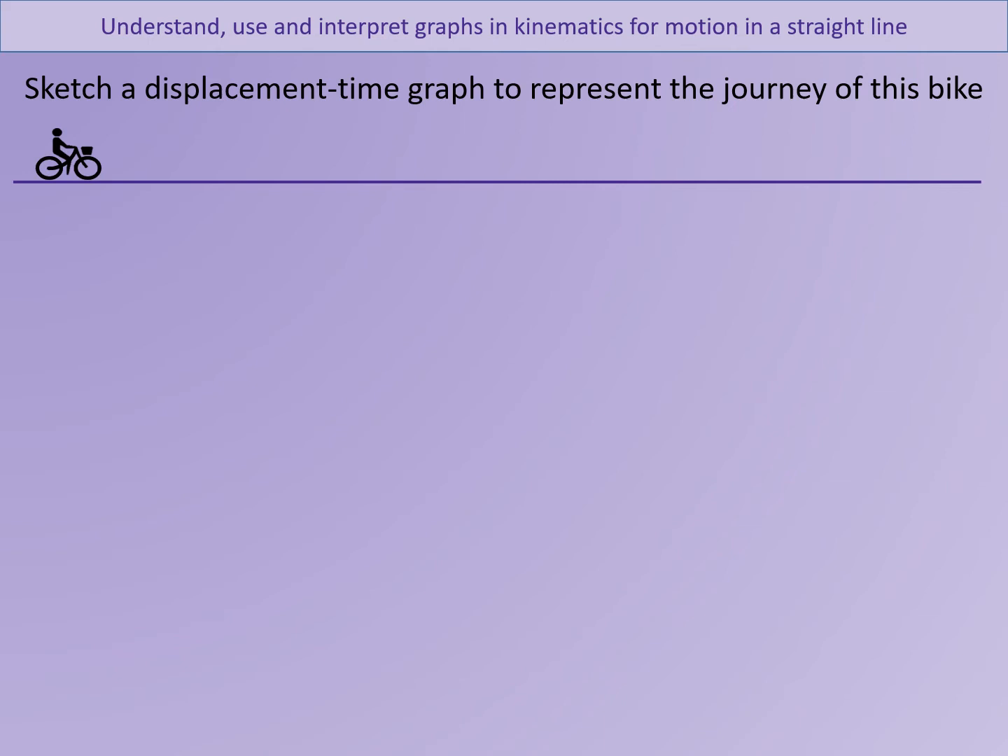This section will cover using kinematics graphs, in particular displacement time graphs and velocity time graphs, to describe motion in a straight line. So we're going to start by considering what the displacement time graph would look like for this journey on a bike. So we're going to have time along the horizontal axis and displacement along the vertical axis. So watch the journey first and then consider what the graph would look like.